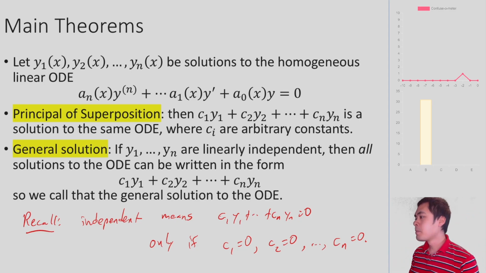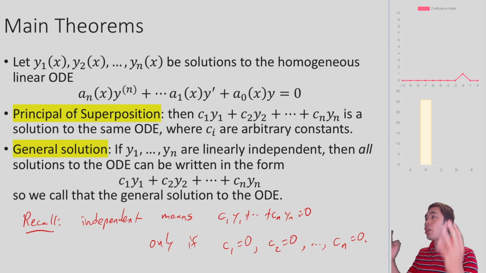The sun went away. So can it be y1 plus y5 plus y7? Absolutely. So you can have any combination of these, and these are all solutions.